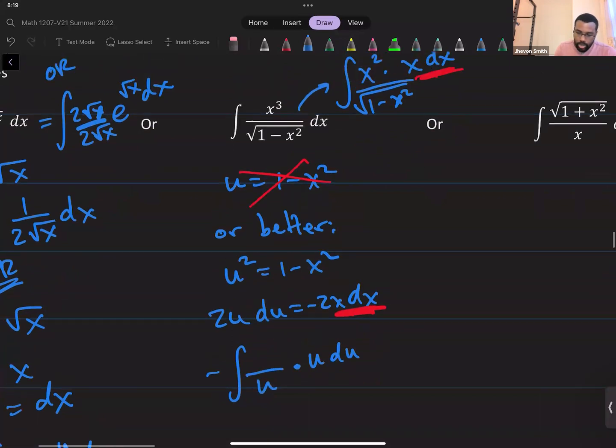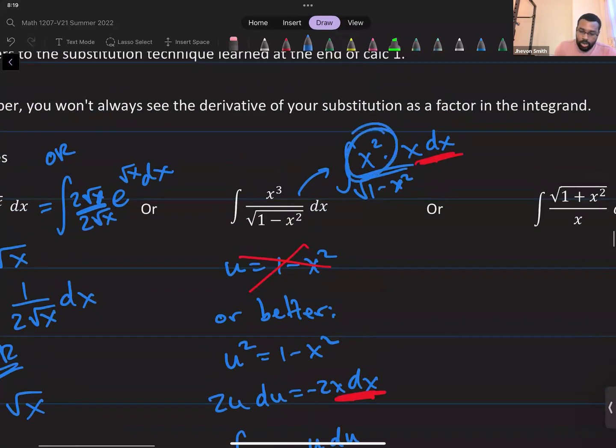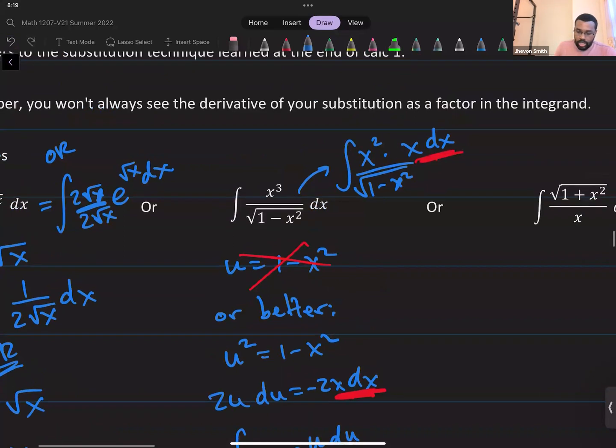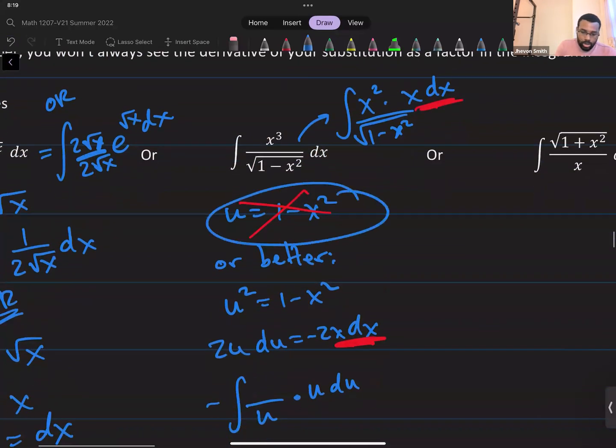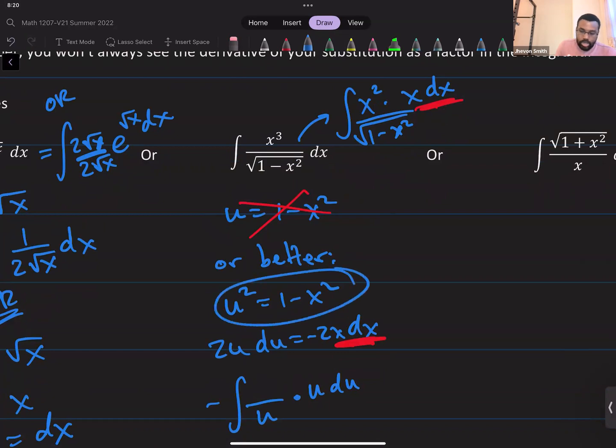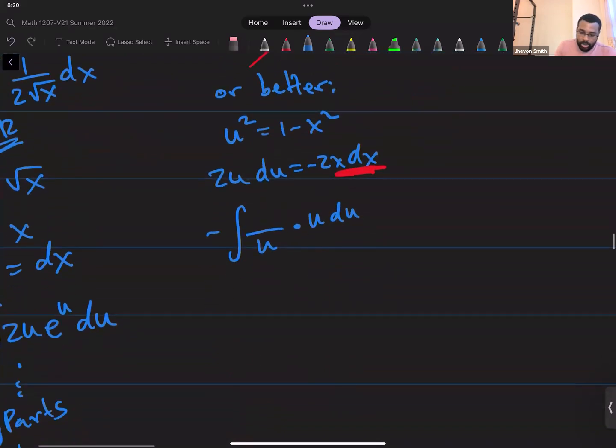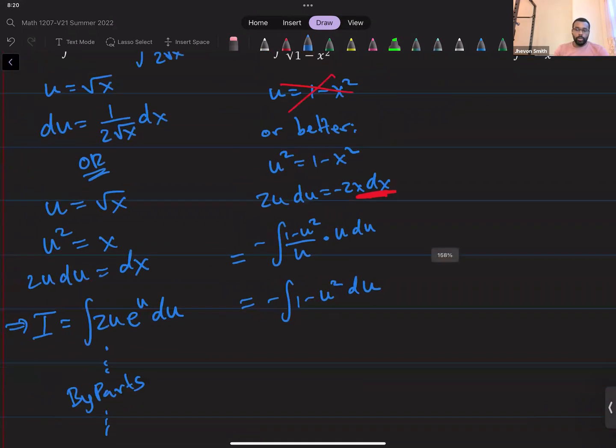The denominator is u, and your x squared in the numerator, well, you can use this to solve for your x squared. And you would see that your x squared is 1 minus u squared. And so now your integral just becomes 1 minus u squared, which is a basic rule. You can actually use the power rule now.